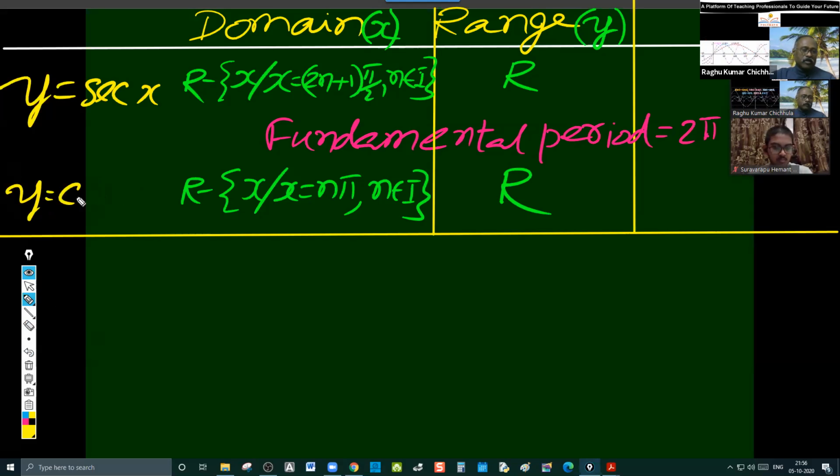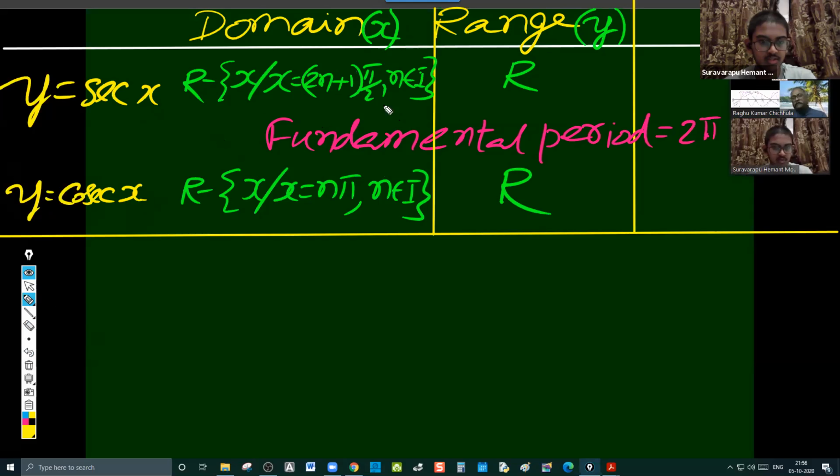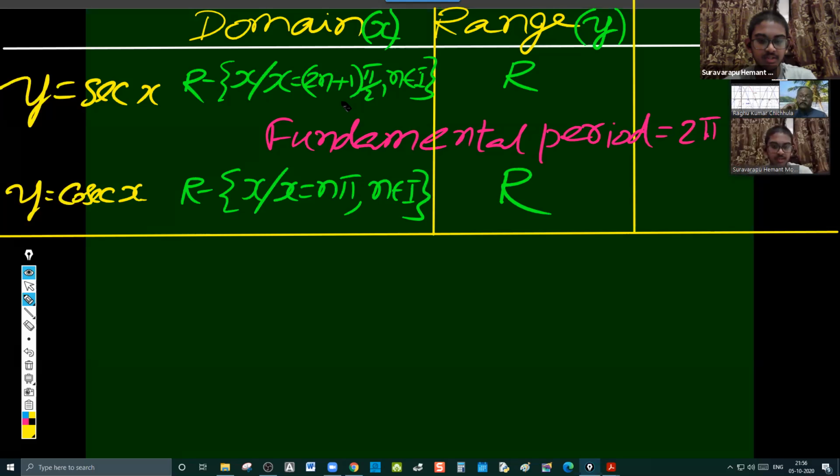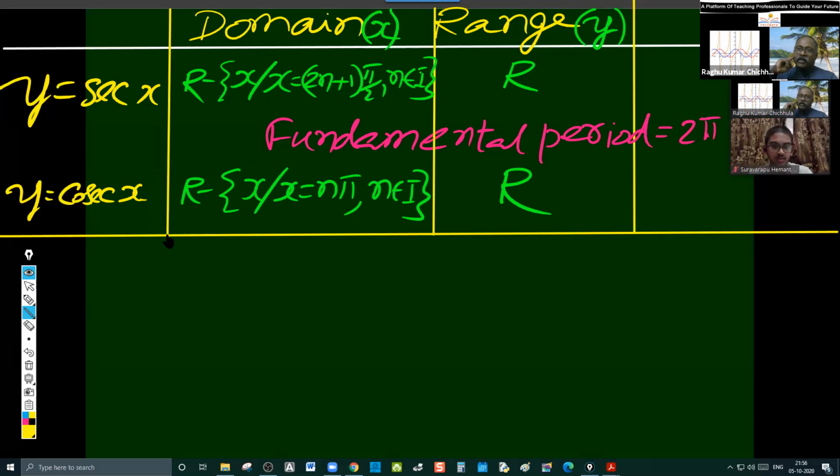What is the logic I applied to find out the domain of tan x, please? Such that the lower value, the denominator, doesn't become 0. Yes. What is the denominator of tan x? Tan x denominator is cos x. Correct. What is the denominator of secant x? Secant x denominator is cos x. That's it. But I forgot to tell you the fundamental period of tan and cot is pi.